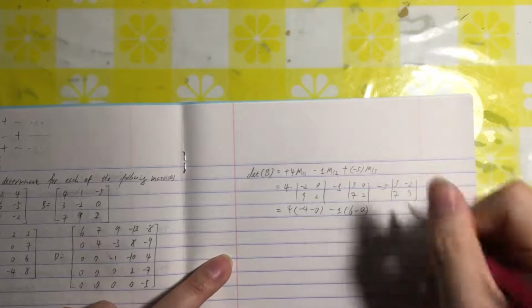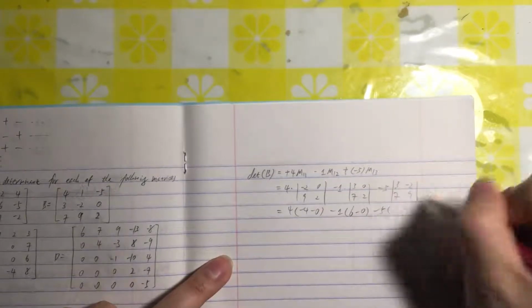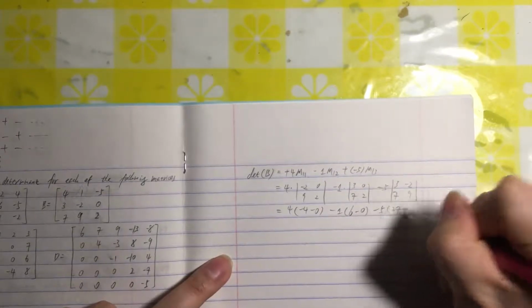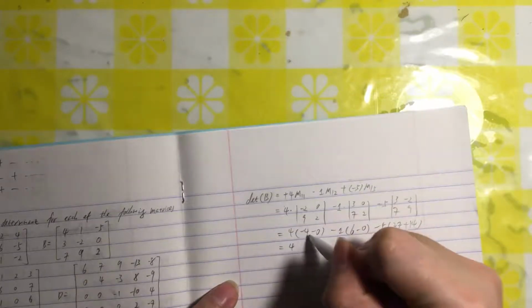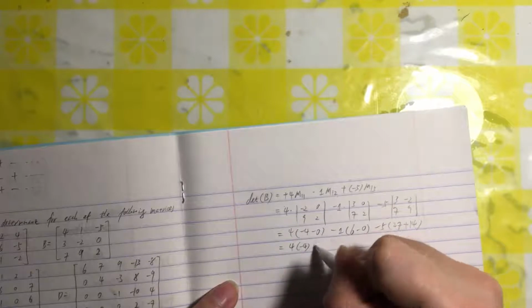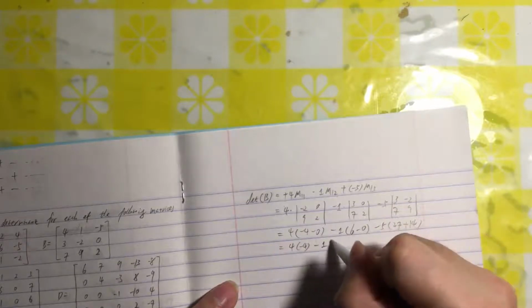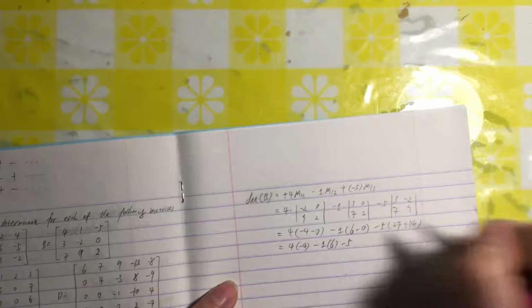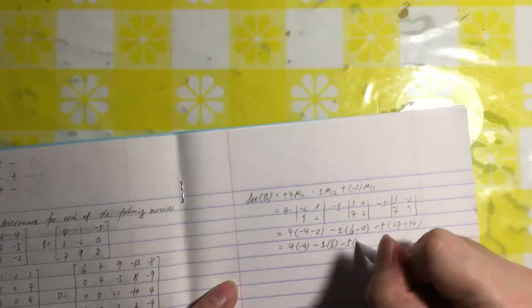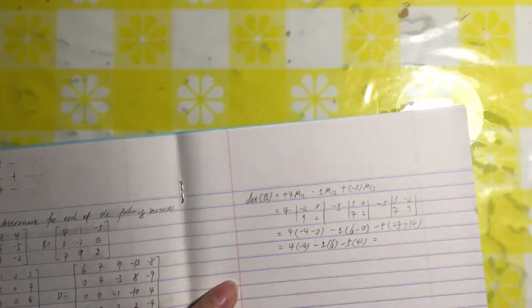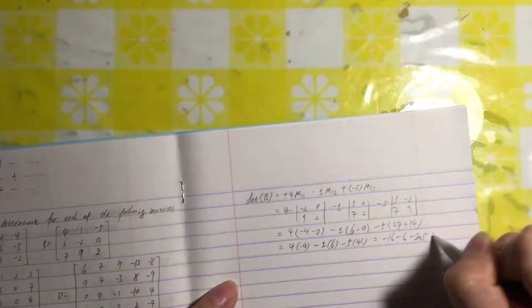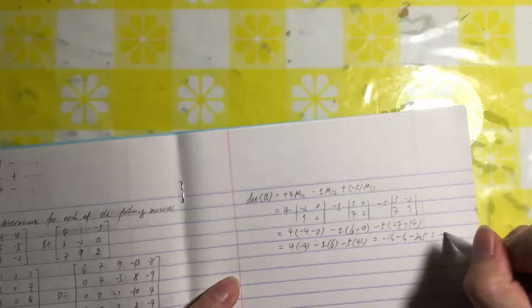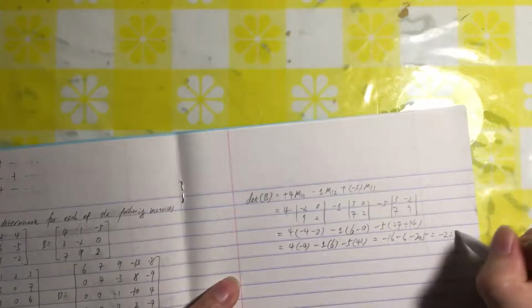6 minus 0. 27 plus 14. Negative 4 minus 0 is negative 4. 6 minus 0 is 6. 27 plus 14 is 41. Multiply, I get negative 16 minus 6 minus 205. Together is negative 227. That's the determinant of matrix B.